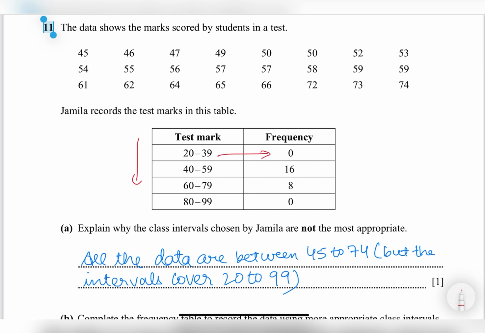See a 0 over here and again a 0 over here. We are most focused on this sector, right? So why are we wasting the data? Why are we building up space? So all the data are between 45 to 74. You can check it, 45 to 74. But the interval covers from 20 to 99. Are you thinking along with me or not? So just write it down in your own words.